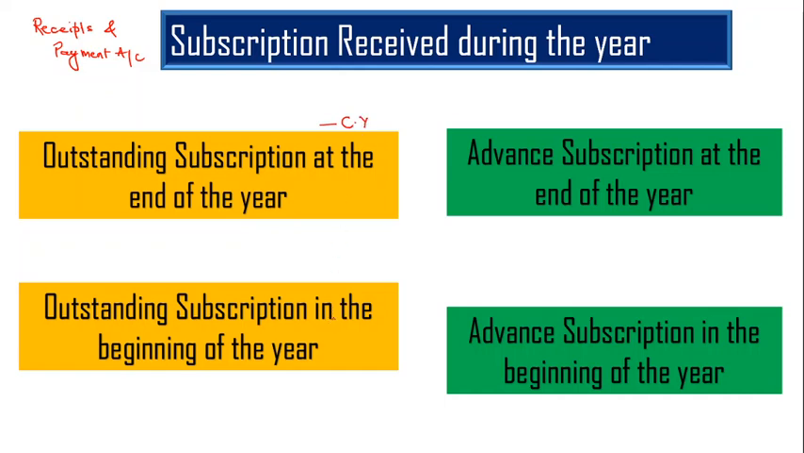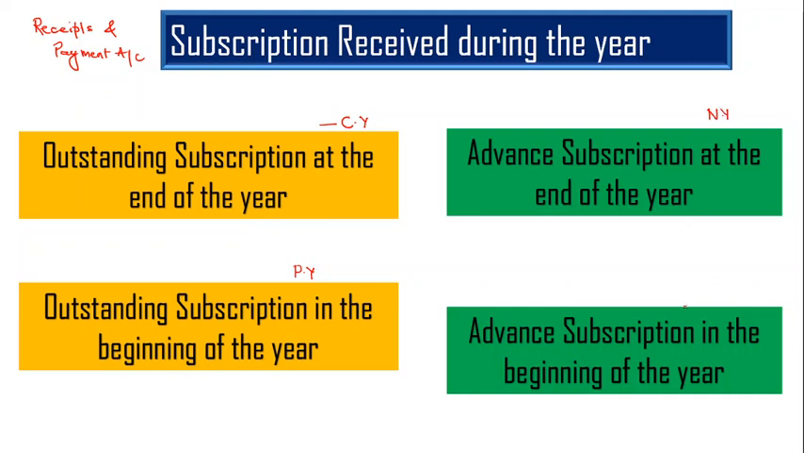Outstanding subscription in the beginning of the year. So the beginning outstanding is the outstanding amount which was not received last year. So this is a previous year amount. Advance subscription at the end of the year. So the end of the year advance, of course, is meant for next year.